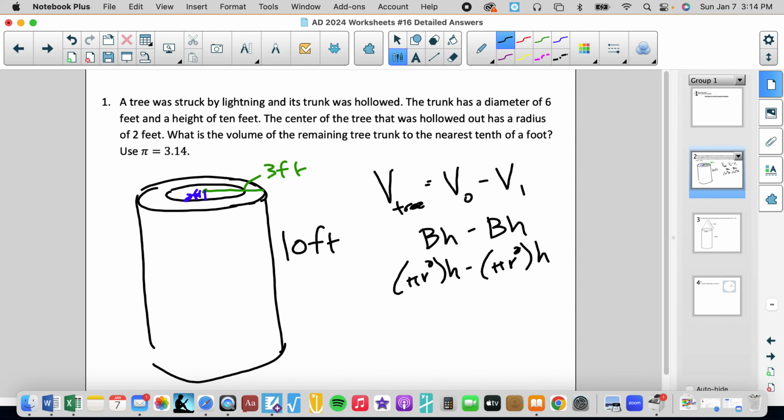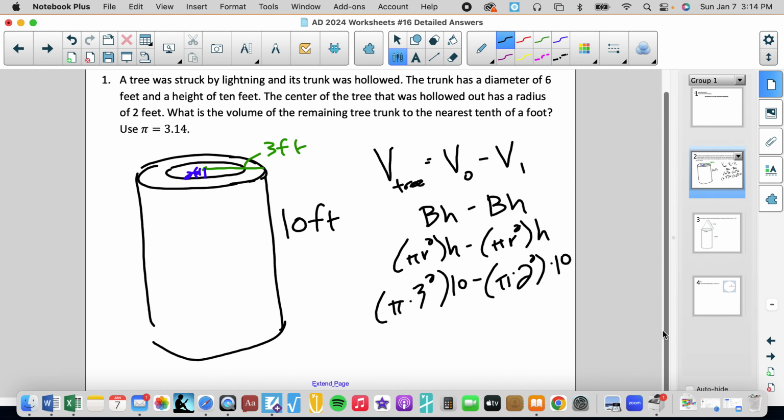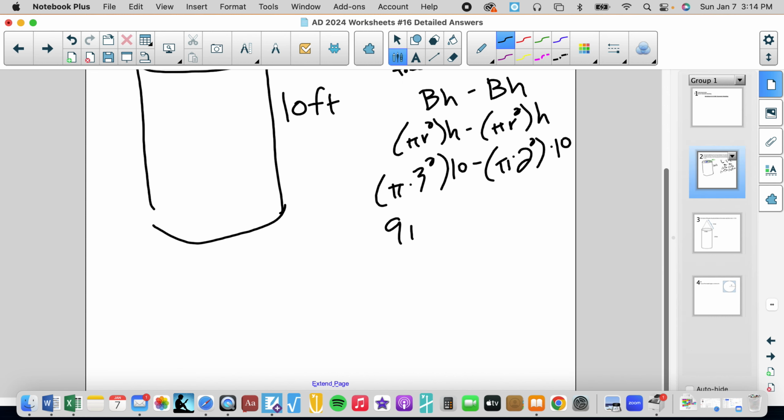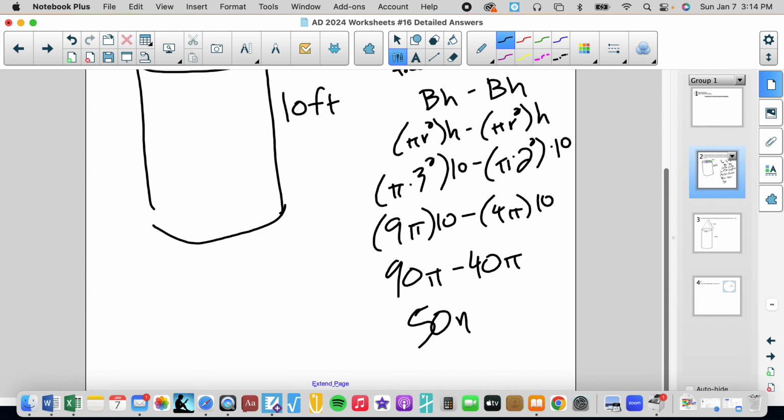Now we have to keep in mind the radiuses. That's the outside radius. So pi, outside radius is 3 squared times the height is going to be 10, minus pi times the inside radius, which is 2, squared, times 10. So we get 9 pi times 10 minus 4 pi times 10, which is 90 pi minus 40 pi, which gives us 50 pi. So 50 pi feet cubed is going to be the volume.